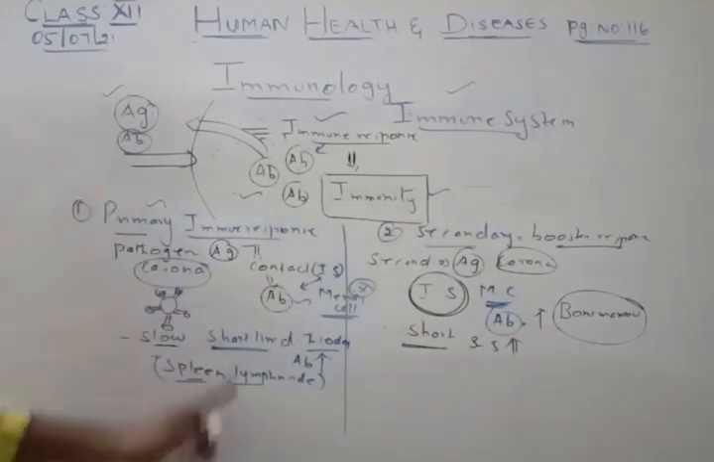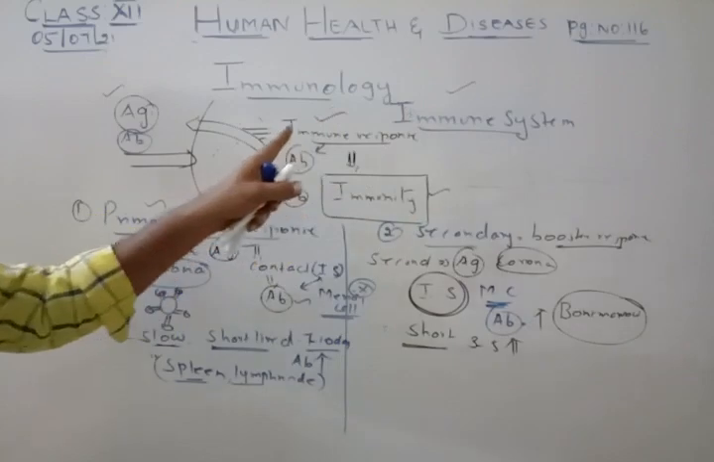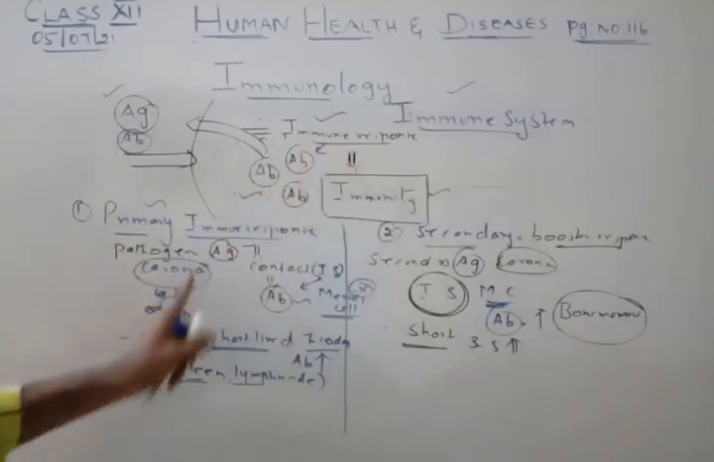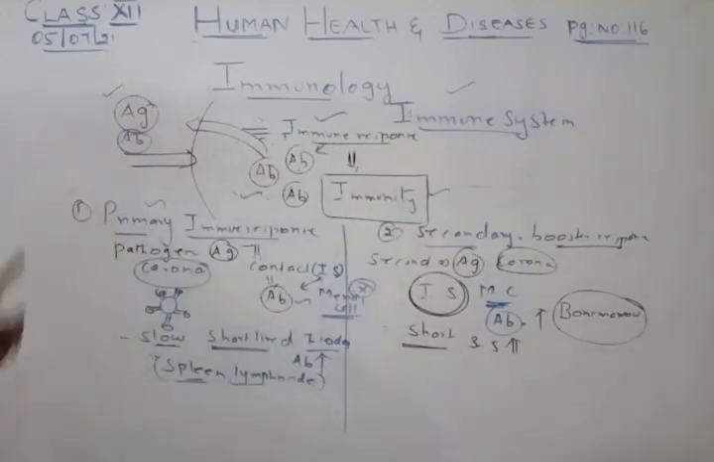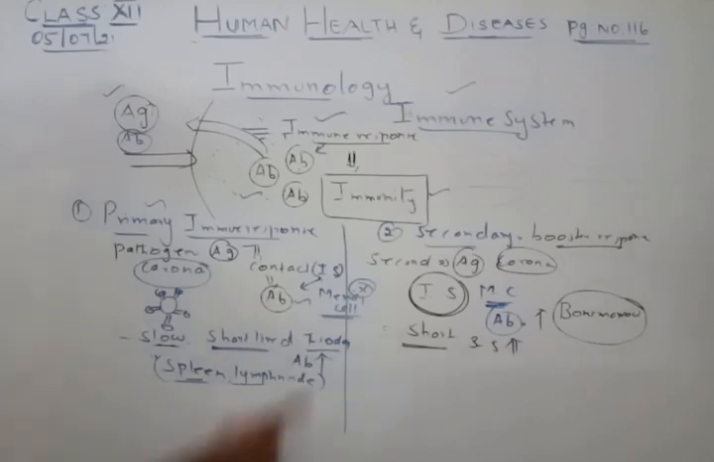Now we have discussed what is antigen, what is immune system, what is immune response, what is antibody, immunity, and the two types of immune responses, primary and secondary. Okay, right. So far we have discussed the types of immune response. Now we will talk about immunity, and then we will stop today.